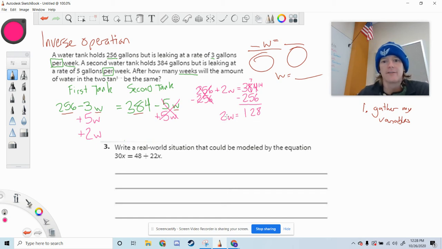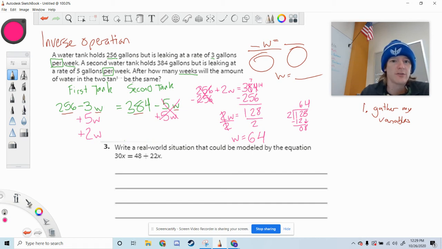Now, I have 2 times W, so I've got to divide by 2. Divide by 2, and I'm going to get W equals, well, let's do 128 divided by 2. 2's in 1 we can't do. 2's in 12 is 6. That'll be 12. That's 0. Bring down an 8 and 4. So after how many weeks will the amount of water in the 2 tanks be the same? This will be weeks at 64 weeks. After 64 weeks, these 2 tanks will be equal to each other.